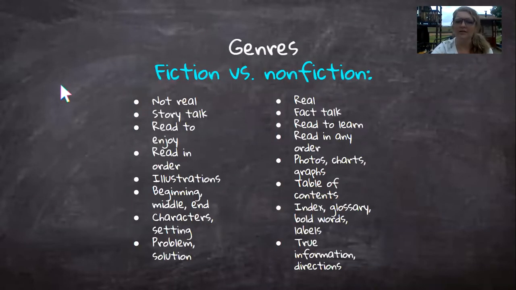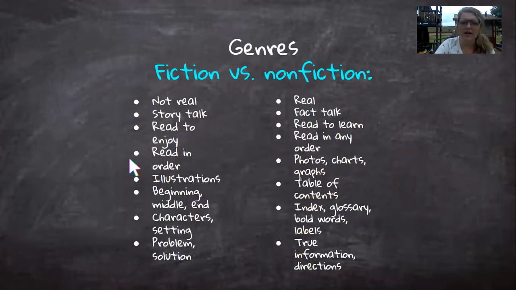So genres, we talked a little bit briefly about them. This is just one example. I put fiction versus nonfiction. So those are two different genres. These lists are going to show us the characteristics of each genre, and you'll see how they're different. We're going to go side to side. Fiction is not real, whereas nonfiction is real. Fiction is like story talk. Nonfiction is fact talk. It's all facts. It's informational. Fiction you read to enjoy, whereas nonfiction you read to learn.